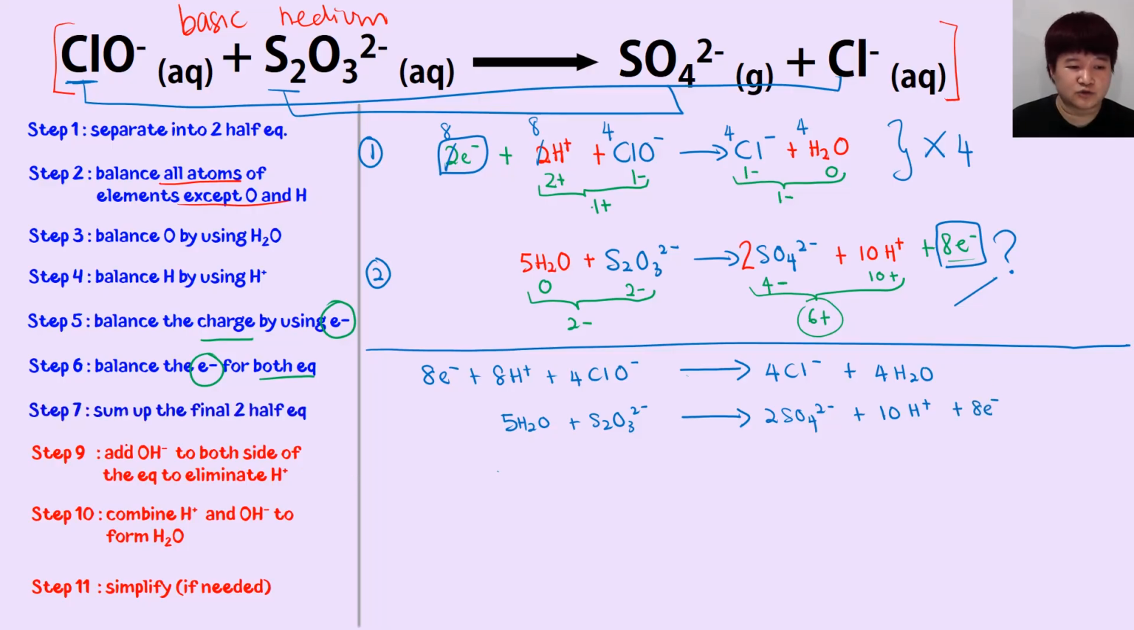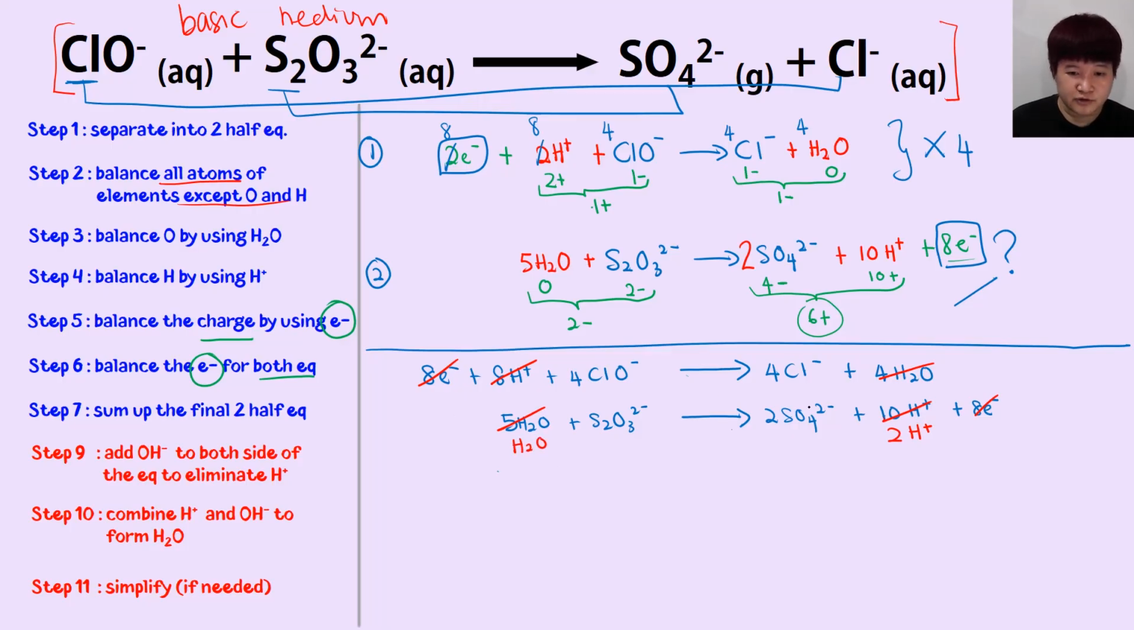And next, we need to sum them up. And how do we sum them up? We need to cancel off the same thing that repeated. First and foremost, definitely electron on the opposite side. Second, you have your H plus and your H plus, 8 and 10. So left 2 H plus. Water, I have 5 water and 4 water. So we will remain 1 water on the reactant.